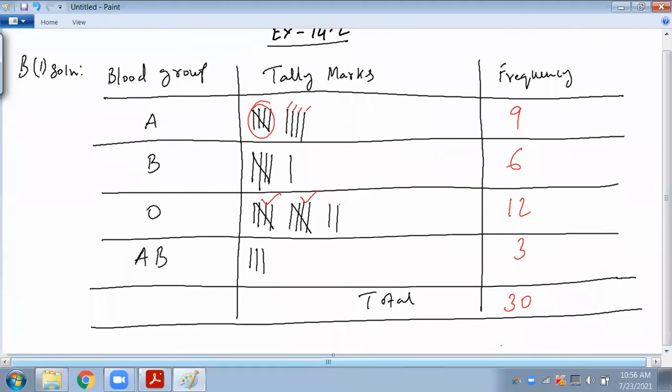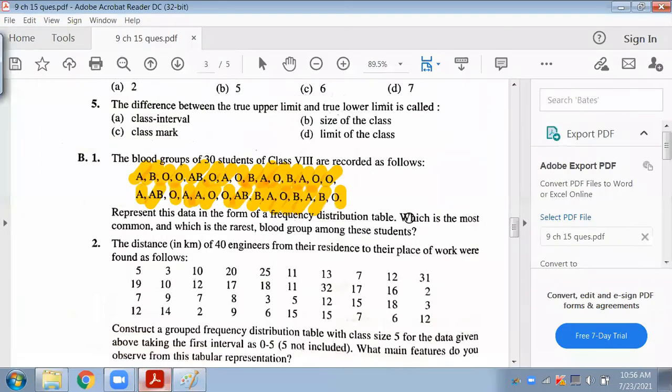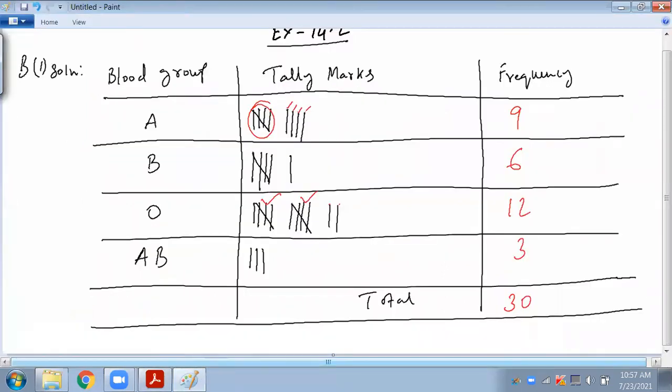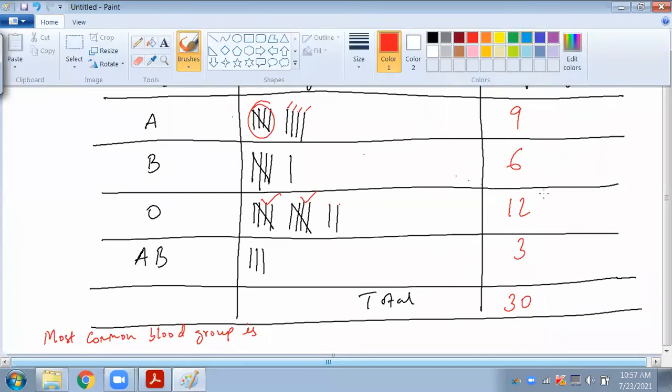Now, one question was there. Which one is the most common and which is the rarest blood group? So you have to tell which one is the most common blood group and which one is the rarest blood group. So we can write below the table, most common blood group is, see the frequency. The highest frequency is 12.